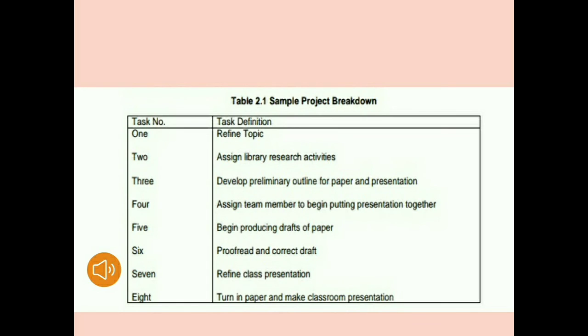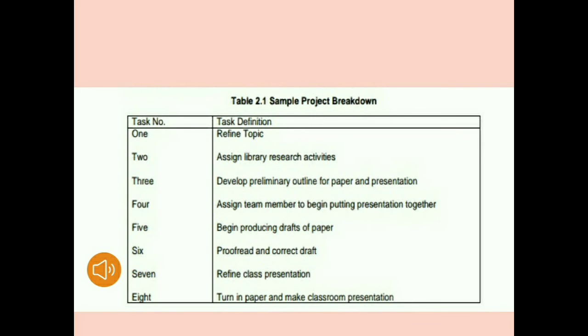3, develop preliminary outline for paper and presentation. The preliminary outline states topics that will support your project. Preliminary outline will not be particular, detailed. It includes basic categories of information.